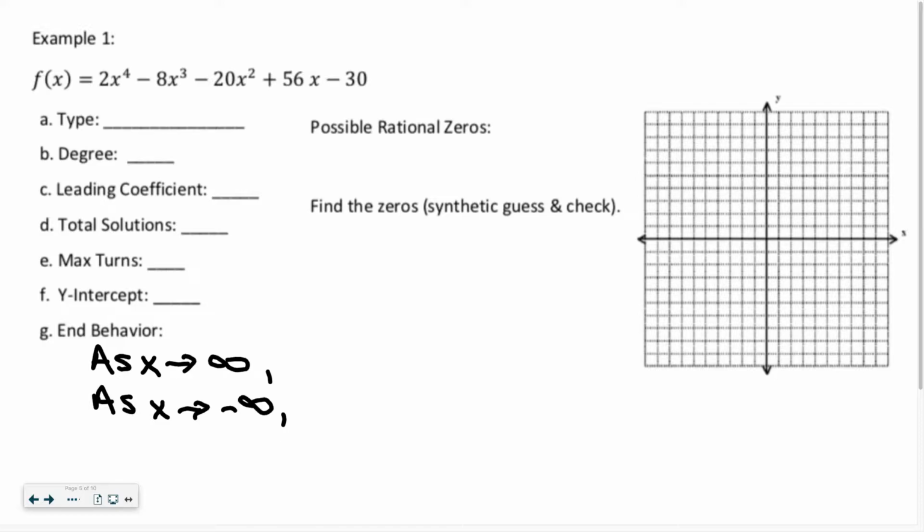Talk to your group if there's any that you forgot how to do. I'll be calling on you for your answers here in a minute. Oh, and for D, it says total solutions. What's another word for solutions? Zeros, the total zeros. I could use those interchangeably. That's a great reminder for me.